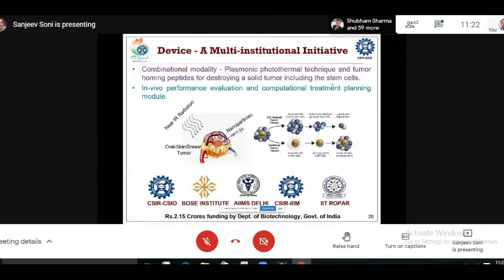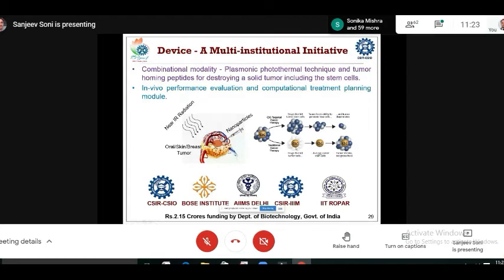So this was about the pre-treatment planning. Now we are also parallelly developing a device for this. Here we are using a combination of peptide and this plasmonic photothermal technique, so that we will be able to destroy the cancer stem cells also.